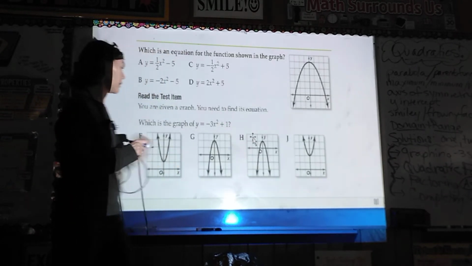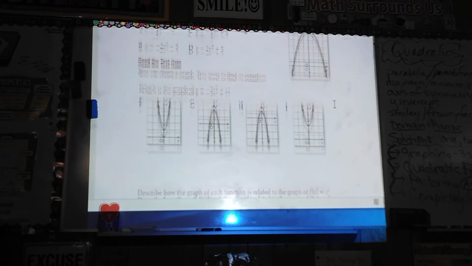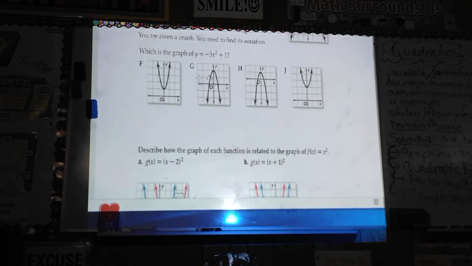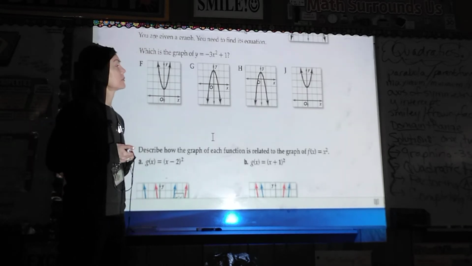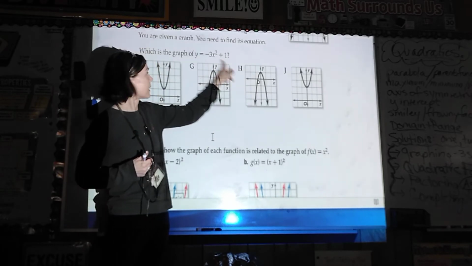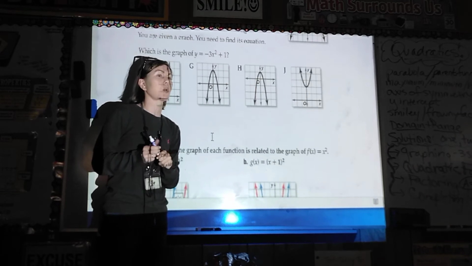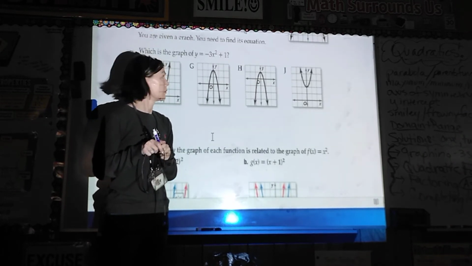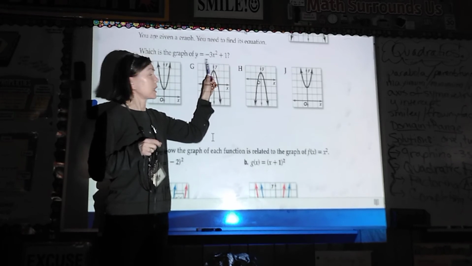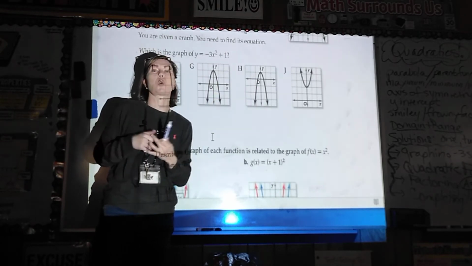So let's look at this one. What is F, G, H, or J? Jace. What is the correct graph? Which one of these four represents this function right here? H. Yes. Okay. So the negative flipped it down, right? The 3 made it skinnier, and the positive 1 moved it up 1 space. How are we doing? Yes. How do you know the 3 made it skinnier? Because when it's a whole number, it makes it more narrow, and when it's a fraction, it makes it wider.